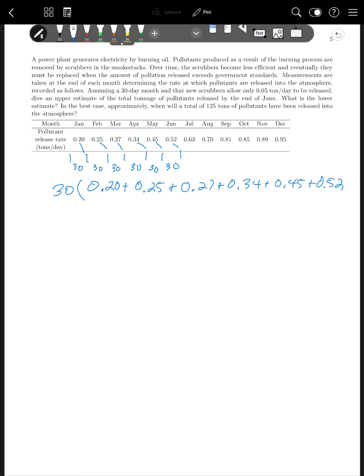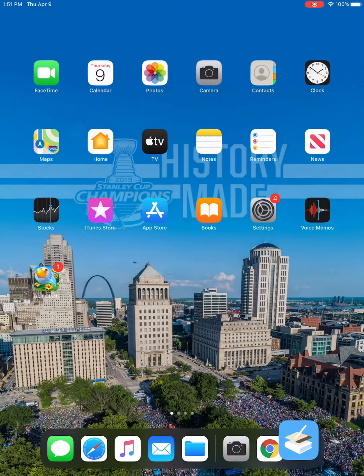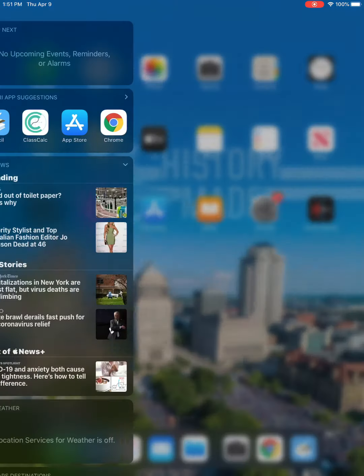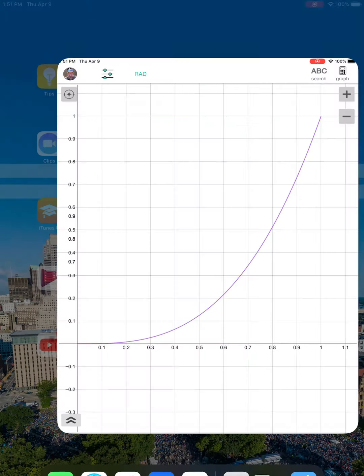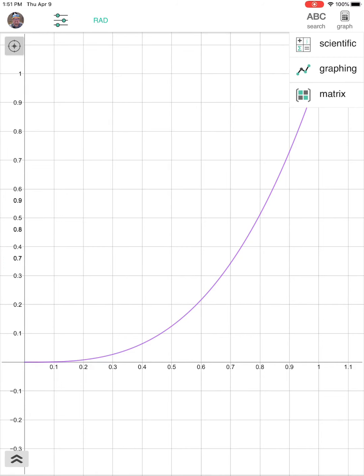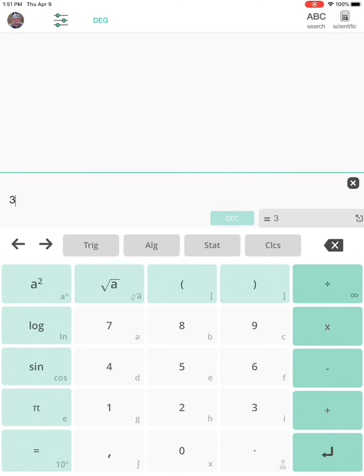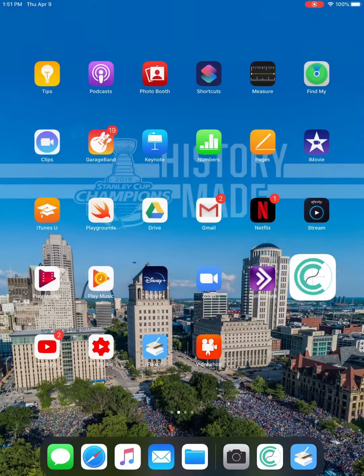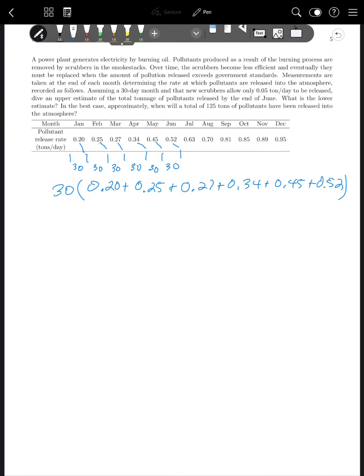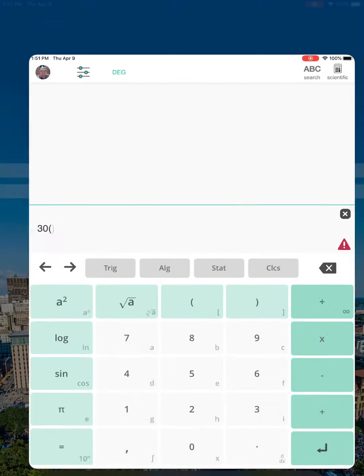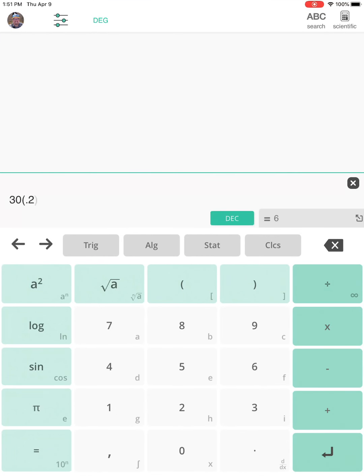So to get an upper estimate, we would use the end amounts. So if I want to know an upper estimate for the total tonnage of pollutants released by the end of June, I would simply take the width times the sum of the heights, right? Okay, so that would give me the upper estimate.